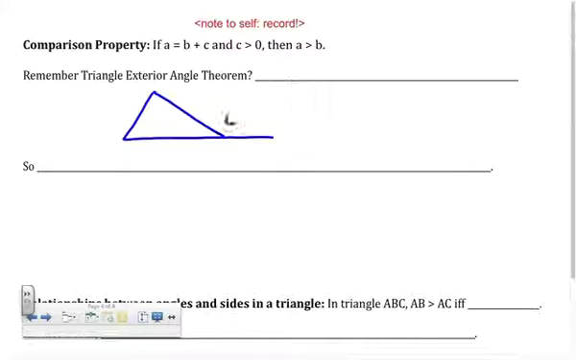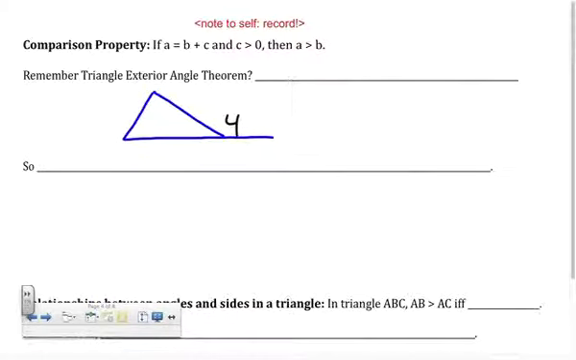Remember that the exterior angle theorem said that if angle 4, yes ma'am, you didn't get notes? Okay. If angle 4 up there is an exterior angle, it will equal the sum of the two remote interiors.